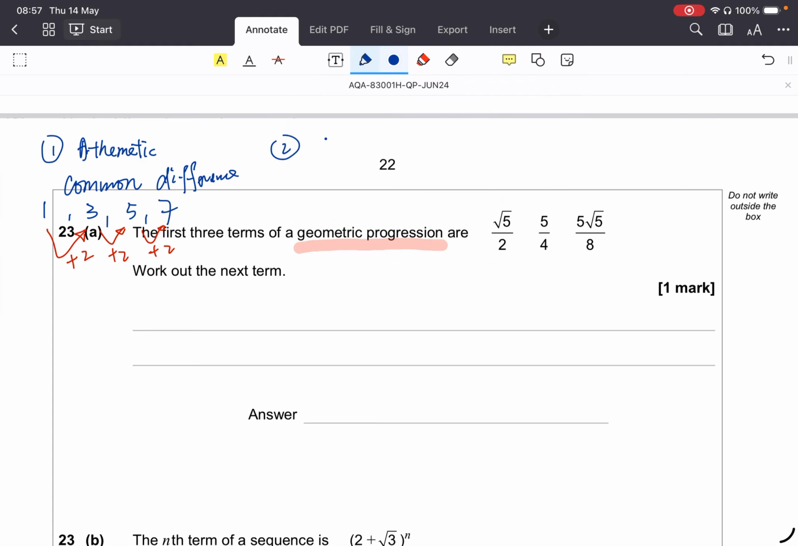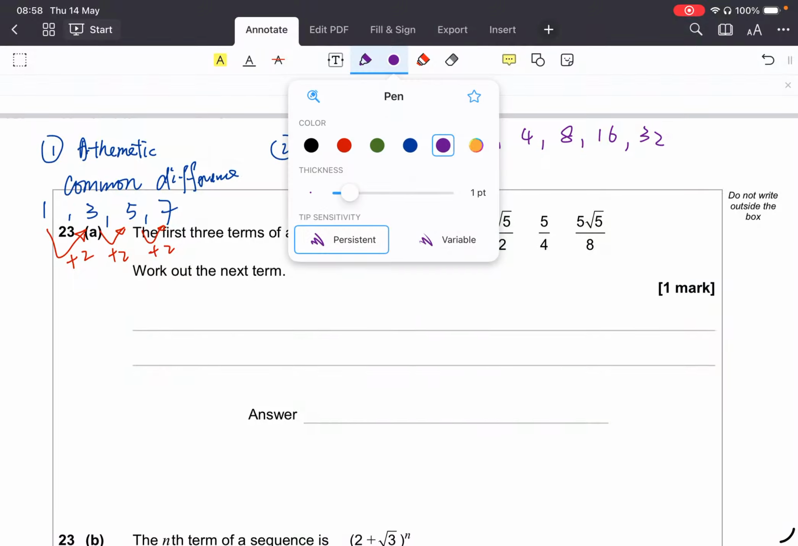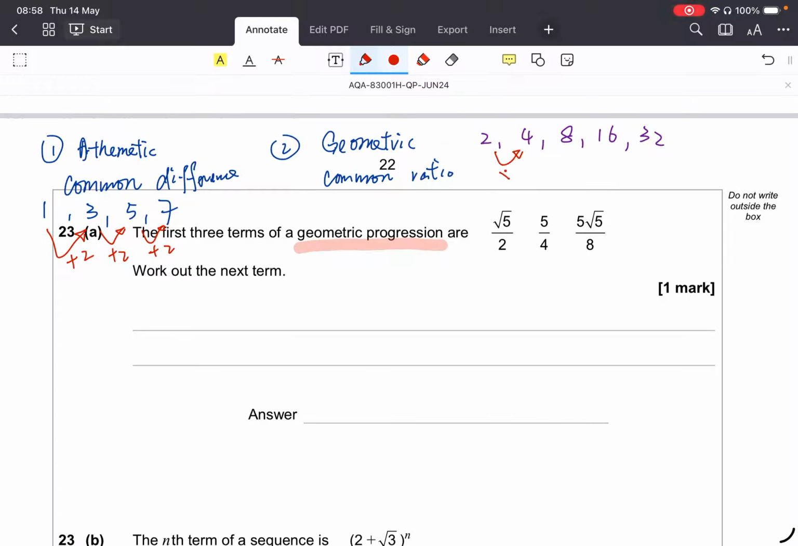So if we are doing the geometric one, they will have the common ratio. For example, it will be 2, 4, 8, 16, 32. You can notice that each term is times 2, because their relationship is multiplication or division. So we call it geometric progression.